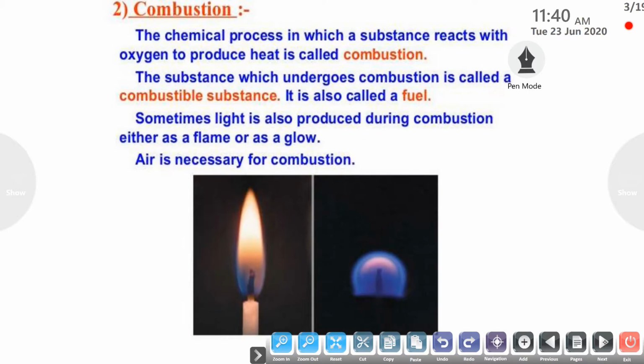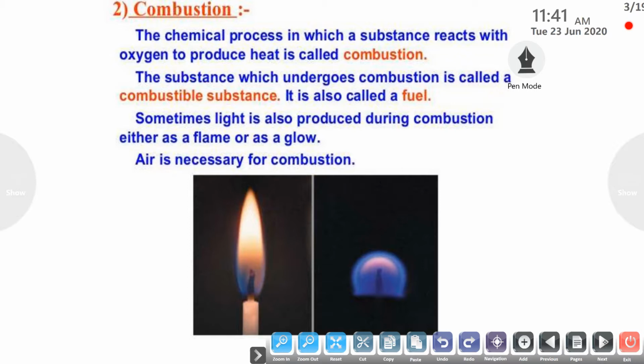Second is, what is combustion? Combustion is a chemical reaction or a chemical process in which a substance reacts with oxygen to produce heat. If we burn a substance, it produces heat or light, or it produces gas. So this reaction is known as combustion. Thus, as I have told you earlier, the substance which undergoes combustion is called a combustible substance. It can also be called a fuel. Sometimes light is also produced during combustion, either as a flame or a glow. This we will learn later.